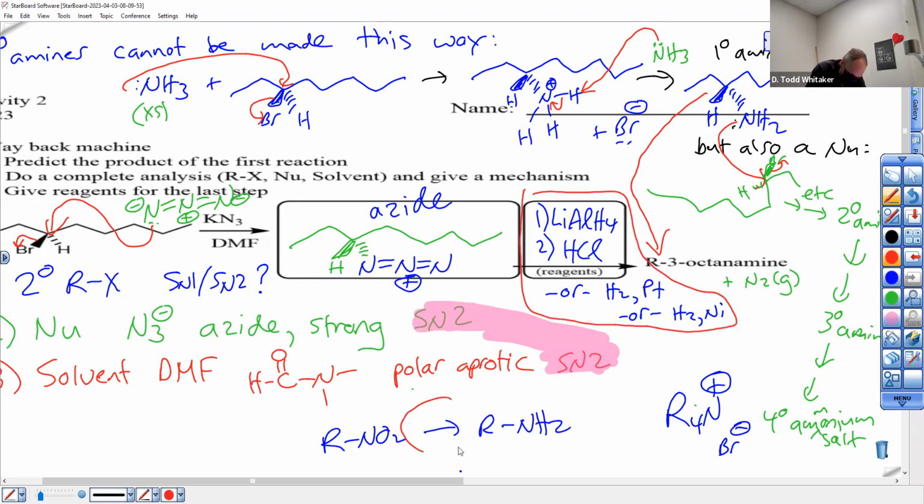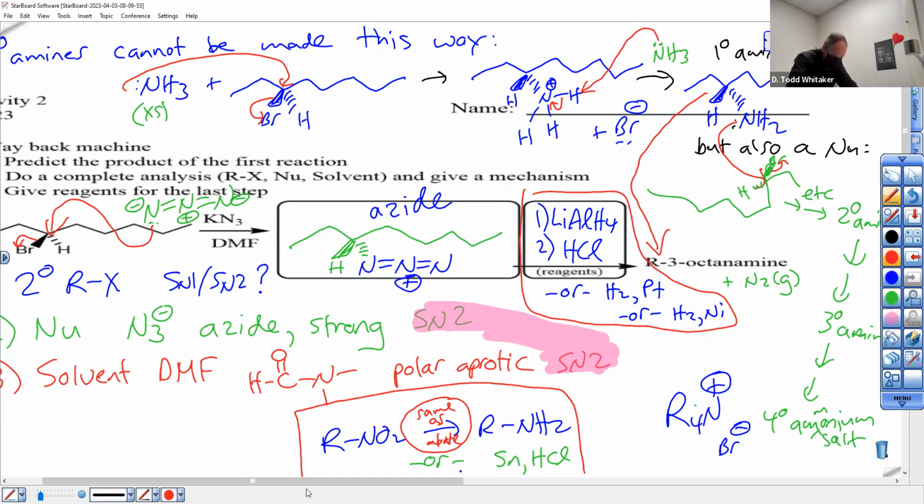So same as above. Or a fourth method, tin, comma, HCl. There you go. You got all your reduction of nitrogen review on one page.